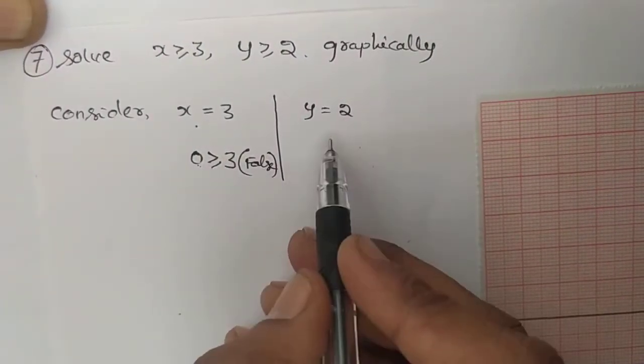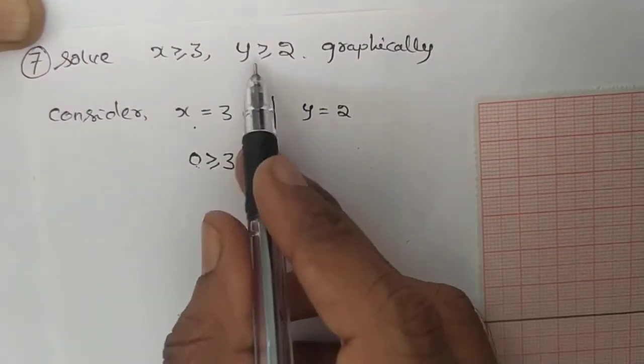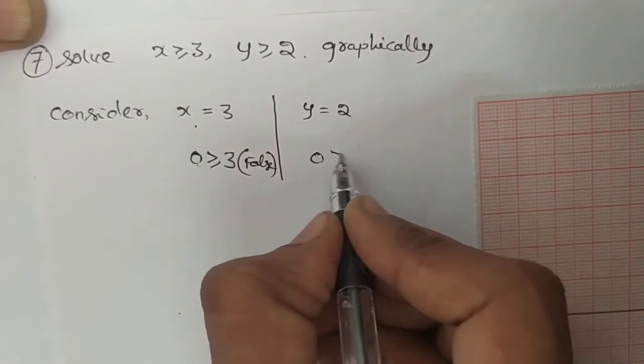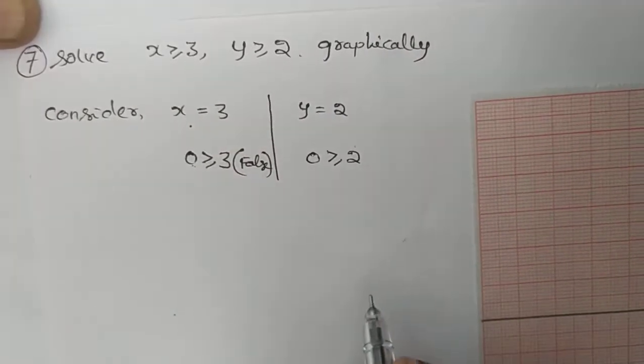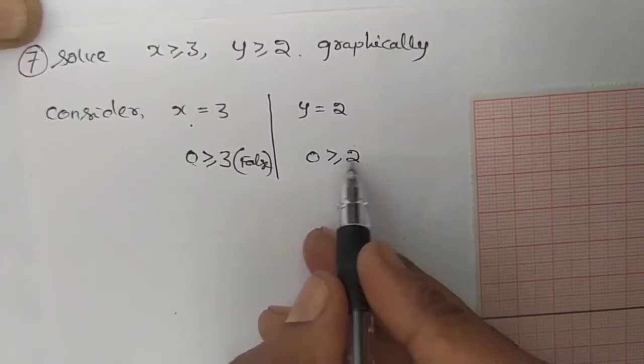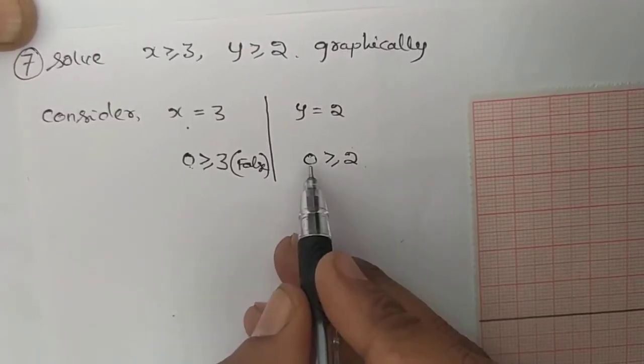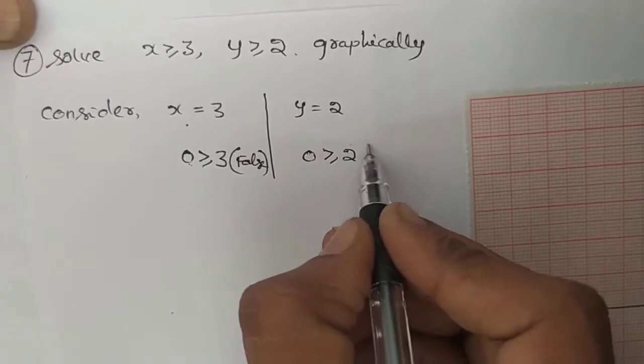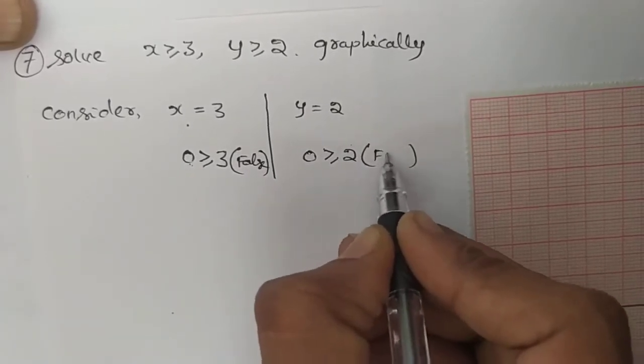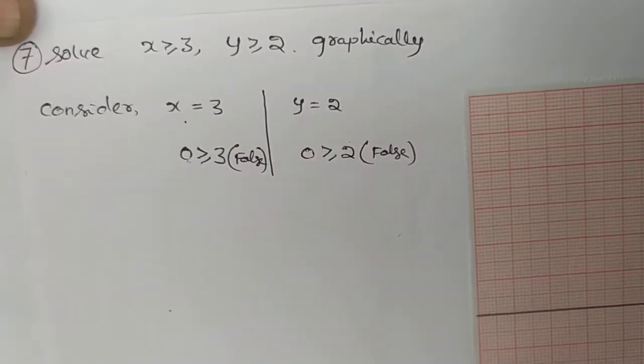Similarly, move on to the second inequality, y greater than or equal to 2. Then 0 is greater than or equal to 2. It says that 0 is more than 2. Is this true? 0 is larger than 2. No, it is not true. It is also false, right?